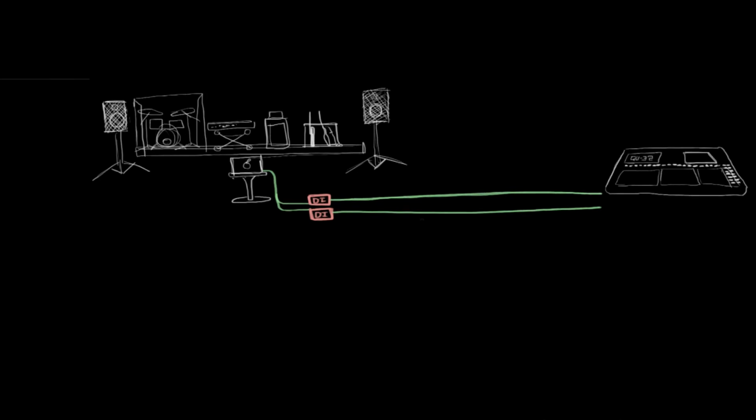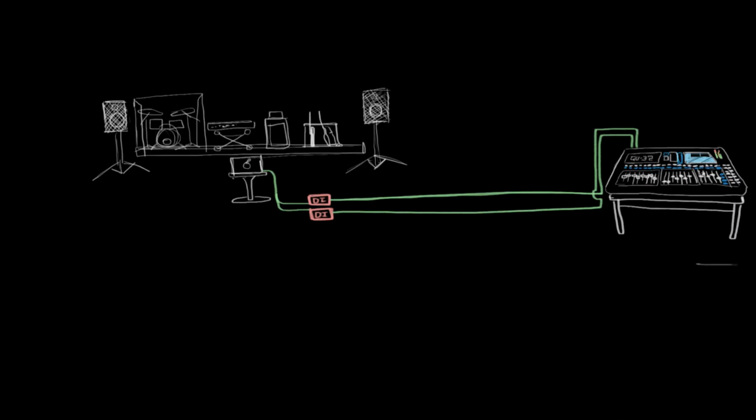desk. And this is a QU32. Awesome, absolutely awesome mixer for churches, and one I'd highly recommend you have a look at. Great value. Okay, so we've got our two DI boxes here. We're going to take those through to the desk.